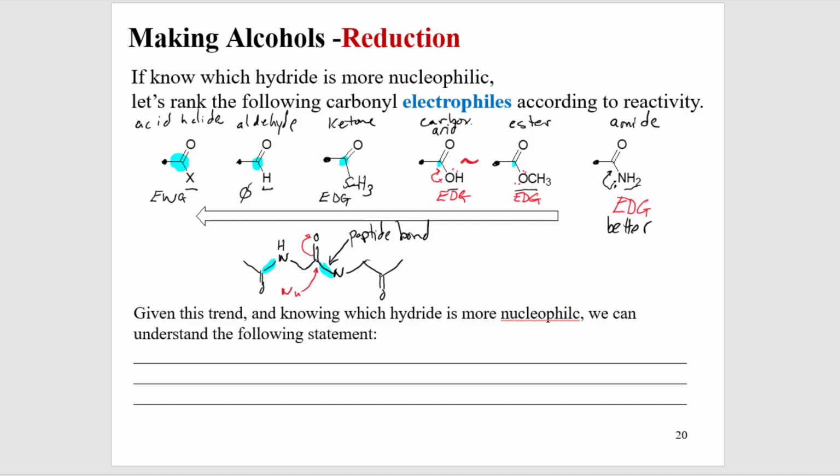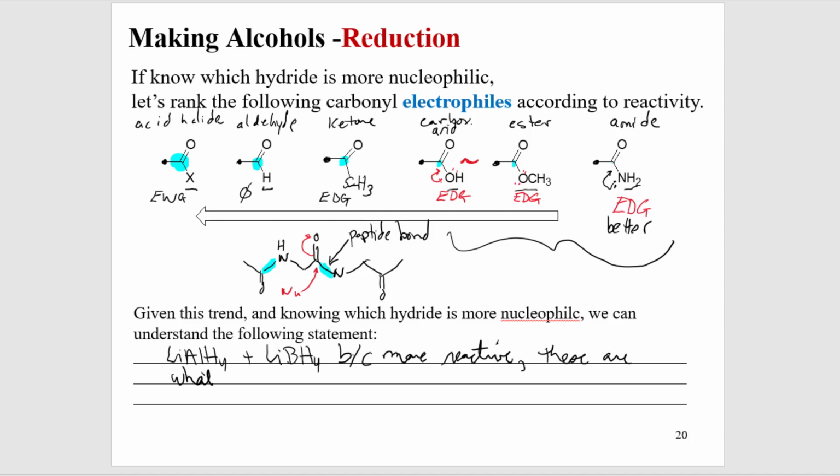So given this trend and knowing which hydride is more nucleophilic, we can understand the following statement. Lithium aluminum hydride and lithium borohydride, because they're more reactive, are what you use to reduce the lower reactivity carbonyls: carboxylic acids, esters, and amides. Sodium borohydride isn't quite going to cut it with the lower end, lower reactivity ones.